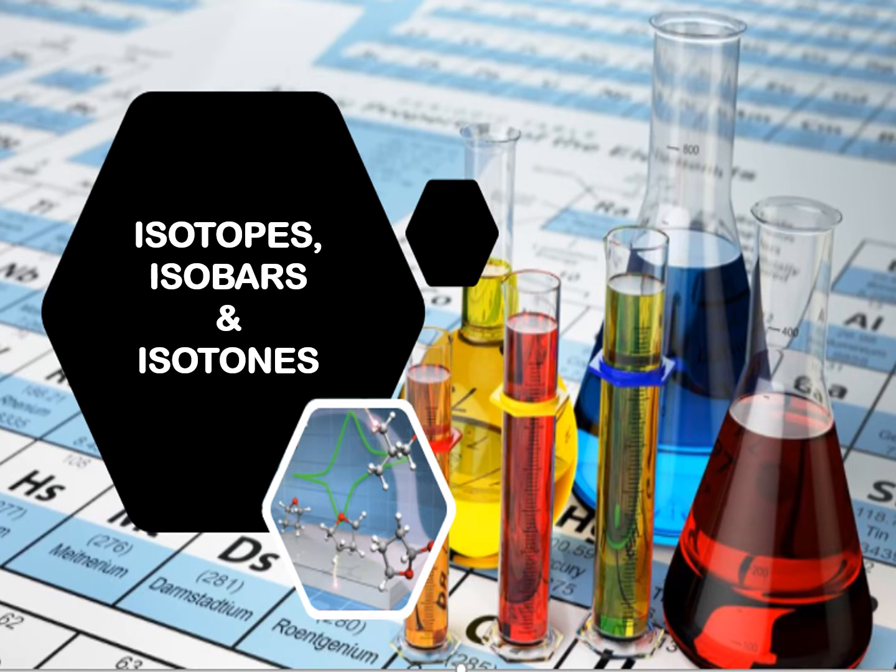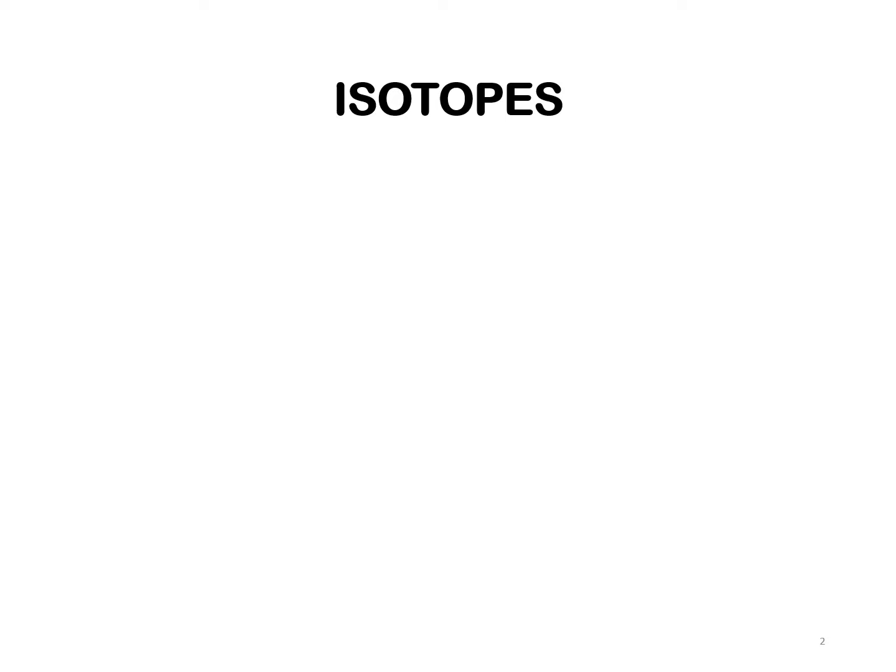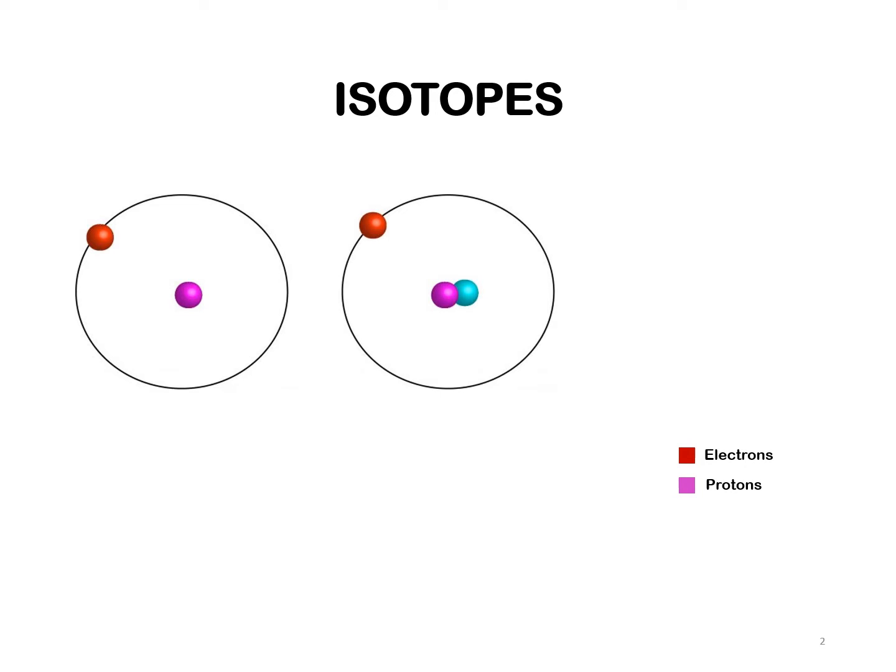Today we will learn about isotopes, isobars, and isotones. Starting from the first one, isotopes. Here we have an atom which contains one electron and one proton. Here's the other atom which contains one proton, one neutron, and one electron. In the third, there are two neutrons, one proton, and one electron.